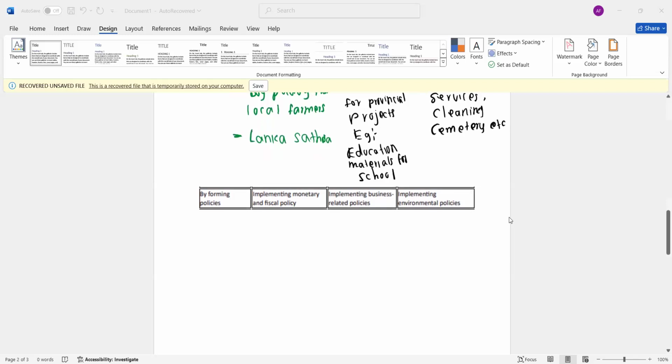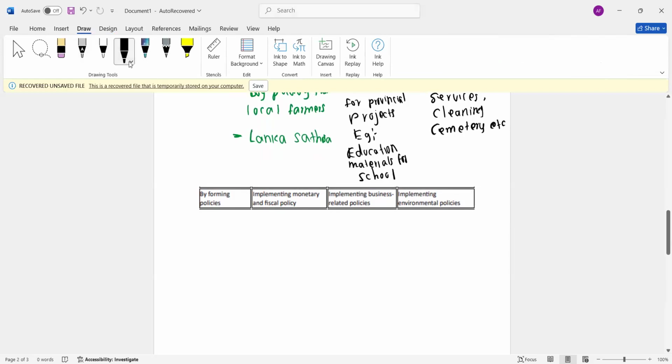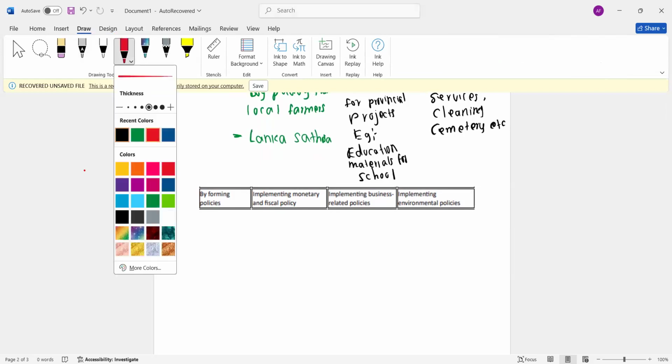By forming policies. Okay, one example. We'll go for the first one, implementing monetary and fiscal policy. Who implements monetary policy? Which part of the government? Later this will also come. I'm asking, there are two policies now. Central government is responsible to implement those policies. Monetary policy is implemented by whom?